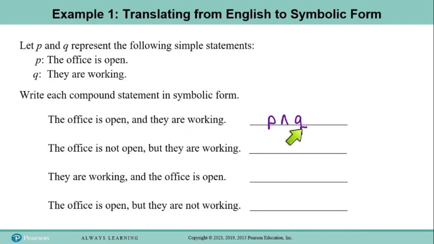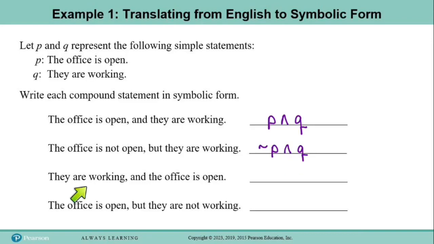That's P and Q. Now let's look at the next statement, and it says the office is not open, but they are working. So the office is not open, that's the negation of statement P, because statement P said the office is open. So the office is not open, that's not P. But that's the logical equivalent of and. So we'll put the and symbol. They are working. And of course that is statement Q. So the office is not open, but they are working. So that's not P and Q.